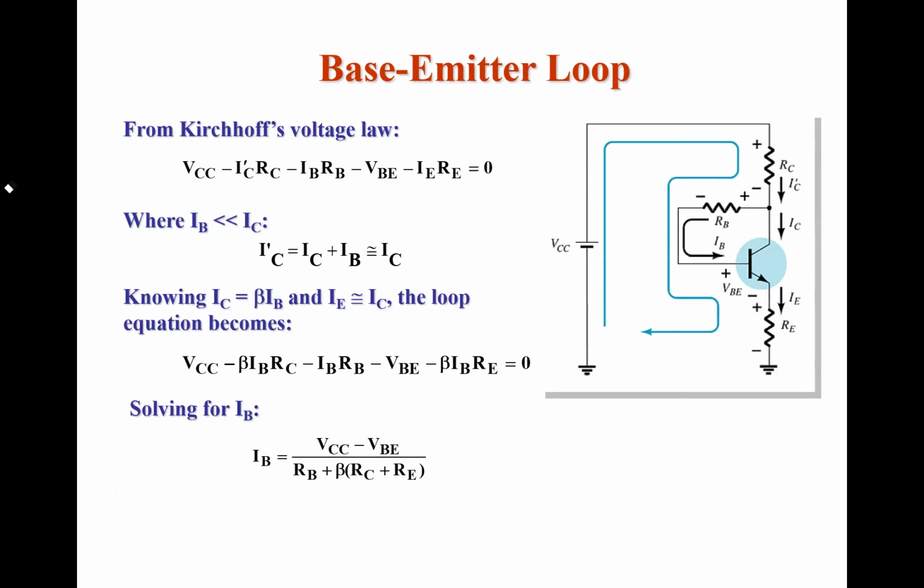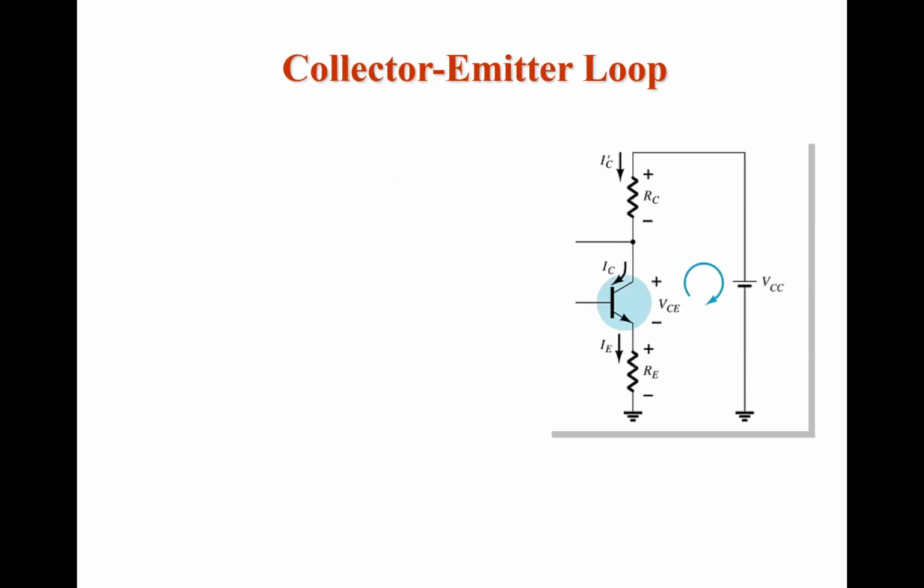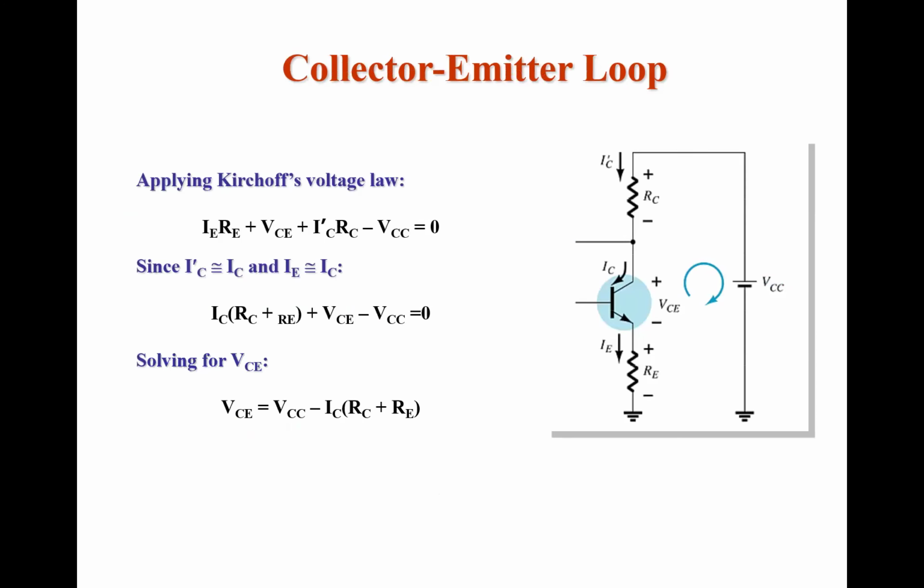See, VCC minus ICRC minus IBRB minus VBE minus IERE is equal to 0. Then we have to calculate the IB value. IB is equal to VCC minus VBE by RB plus beta times RC plus RE. See, this is the input current obtained by applying Kirchhoff's voltage law at the input side. In a similar way, we apply Kirchhoff's voltage law for the output side and identify the KVL expression for the output side.